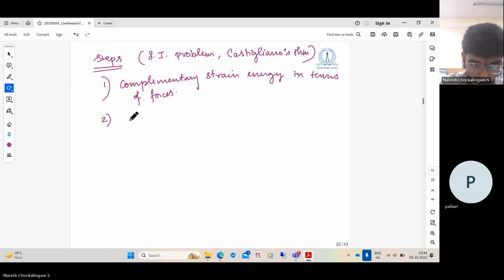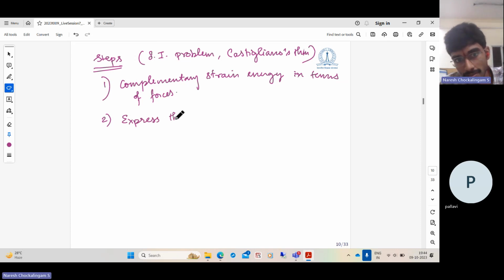The next thing, express the forces in terms of the reactions and the applied force.